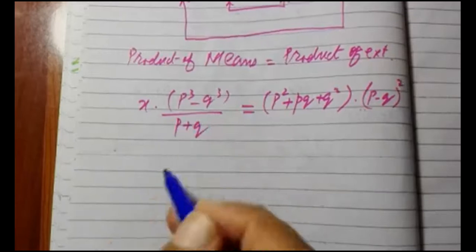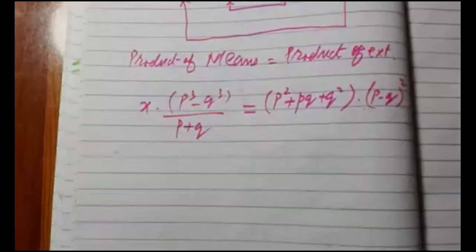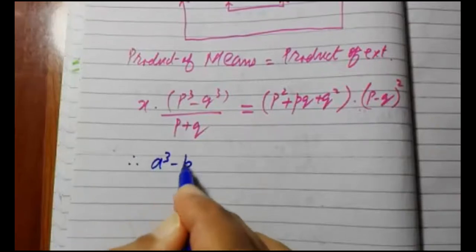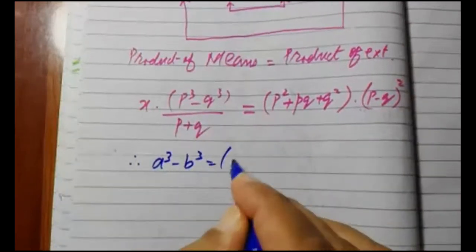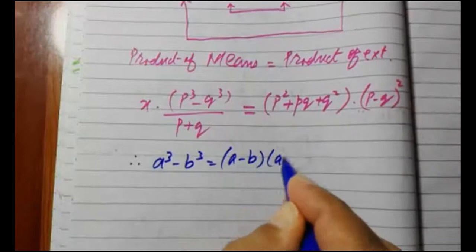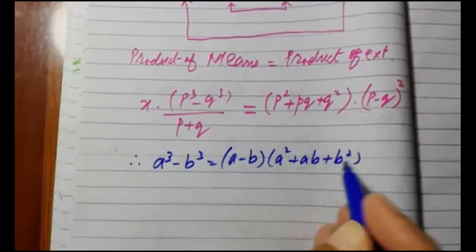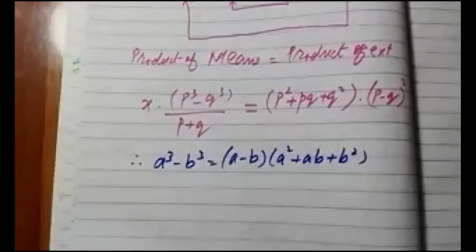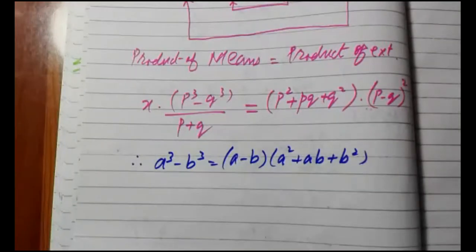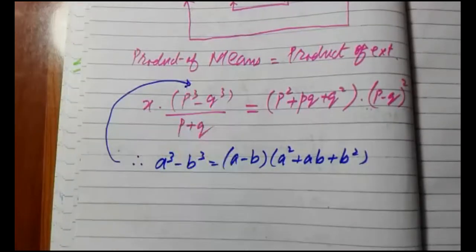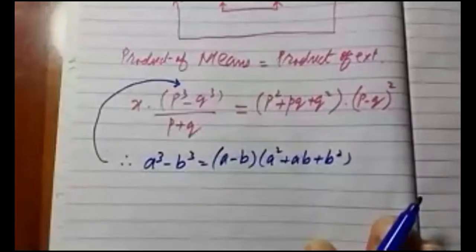So we know the formula of a cube minus b cube is equal to (a minus b)(a square plus ab plus b square). This is the formula that we will use. You have done this formula in grade 9. So we will apply this formula right here in the expansion of p cube minus q cube. And then we will see that these two terms will be cancelled.